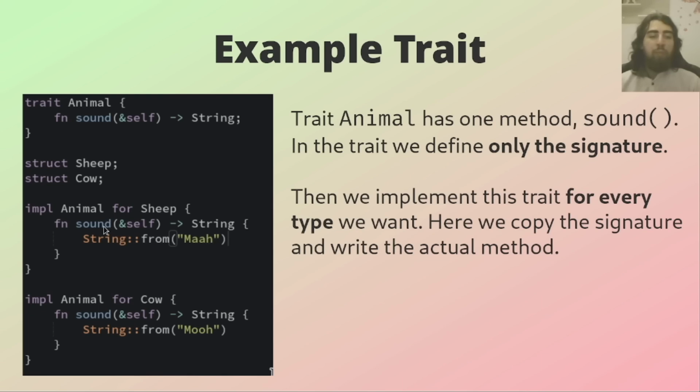So both of them take a reference to its instance, for example, a sheep instance, and then just return the string over here. And the same thing for cow.